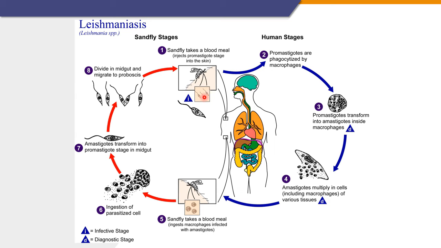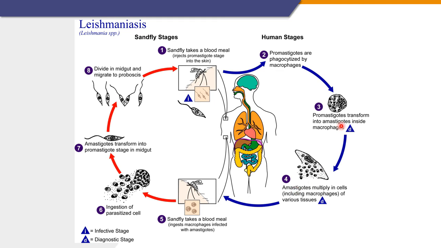The promastigotes that reach the puncture wound are phagocytized by macrophages or other types of phagocytic cells. After that, the promastigote transforms in these cells into the tissue stage of the parasite. So after the phagocytic cells consume the parasite, they will not die. They would be growing inside the phagocytic cell, and then they would transform into amastigotes.